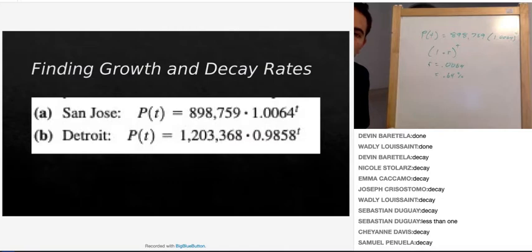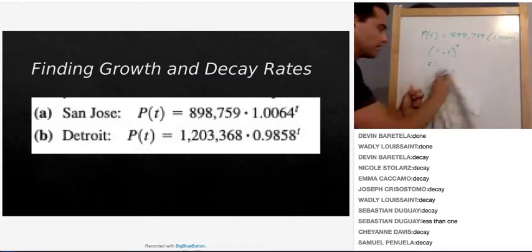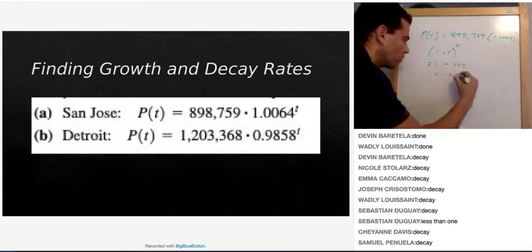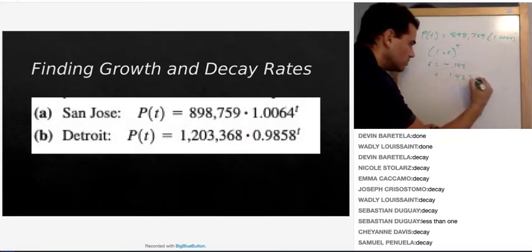Yes, great job, everybody. It's decay. So what are we doing? We're taking 0.9858 minus 1, right? 0.9858 minus 1. Okay, and we're going to get a decay rate of, this time, negative 0.142, I believe. All right, so a 1.42 decay.